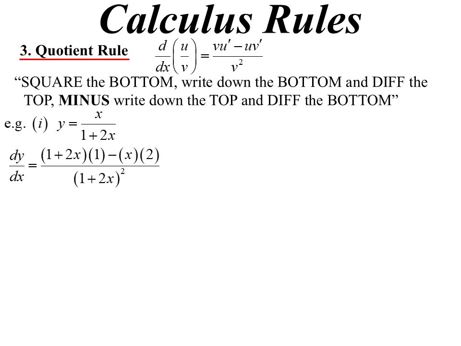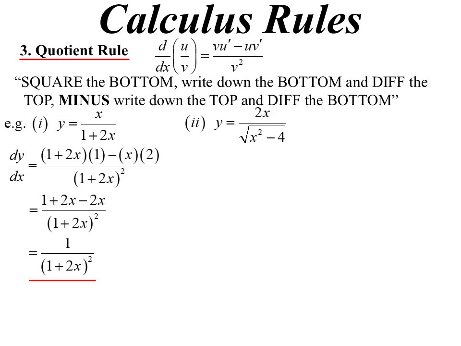So the first thing we do is square the bottom, which simply is the bottom of the fraction, just whack some parentheses around it and go squared. Square the bottom. Then write down the bottom. So now we're moving to the numerator. So we write down the bottom, diff the top, minus, write down the top, diff the bottom. So we've got (1 plus 2x) times 1 minus x times 2. And when we tidy all that up, there we go, 1 on (1 plus 2x) all squared. So square the bottom, write down the bottom, diff the top, minus write down the top, diff the bottom.